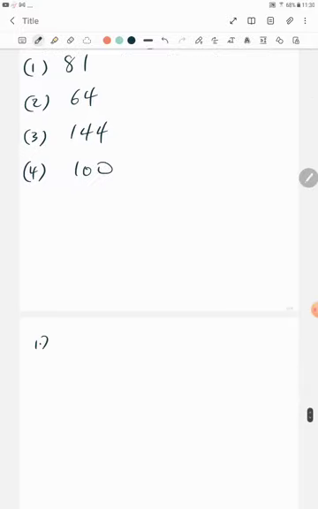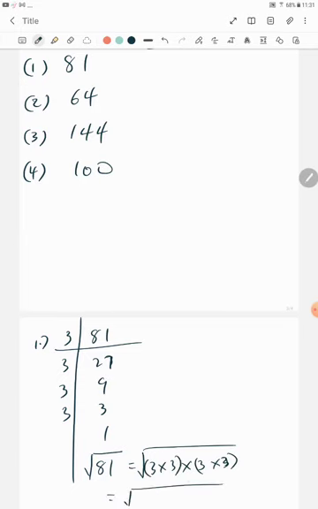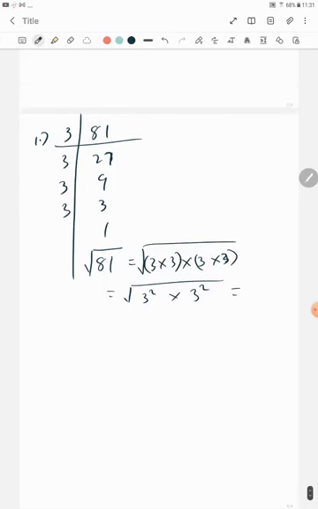We have 81. I want to find the square root. I know that 3 can go 27, 3, 9, 3, 3, 3, 1. So I can simply write that the square root of 81 equals square root of 3 times 3 times 3 times 3. So whatever you have here, group it in 2, group it in 2, and then that simply means you have square root of 3 square times 3 square. So that this root will remove the square on top of them, and then we are going to have 3. We are going to have 3.